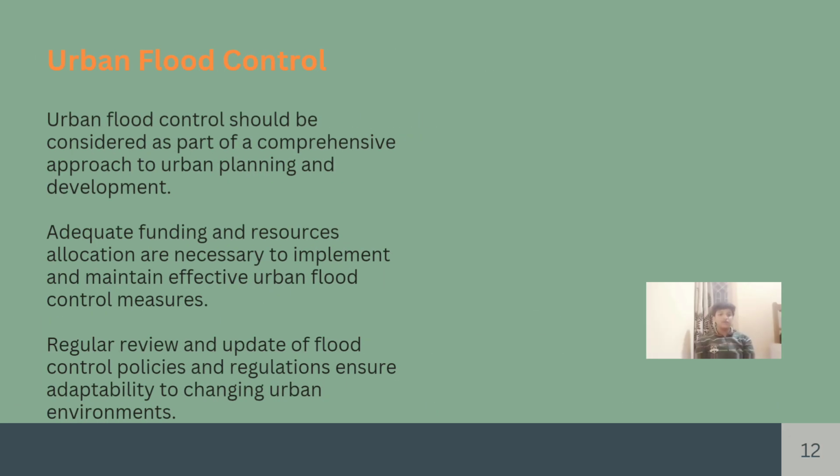Urban flood control should be considered as a part of a comprehensive approach to urban planning and development. Adequate funding and resource allocation are necessary to implement and maintain effective urban flood control measures. Regular review and update of flood control policies and regulations ensure adaptability to changing urban environments.